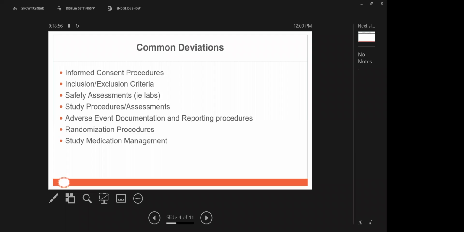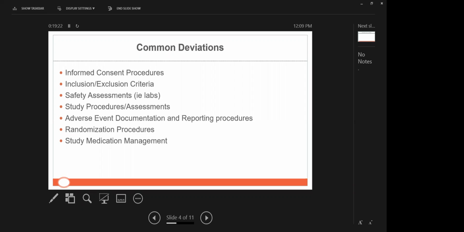Next are problems with the inclusion-exclusion criteria. This refers to both patients not meeting the criteria, but also just proper documentation of these. So you want to make sure that in your source all the inclusion-exclusion criteria have been addressed, and that there's proper documentation that the patient does meet the criteria for the study.